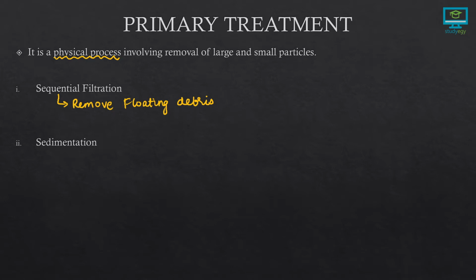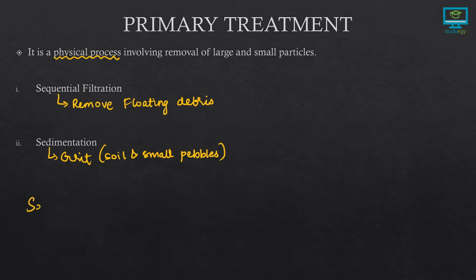Next we have sedimentation. In this, the grit is removed. The grit consists of soil and small pebbles, and these are removed through sedimentation. The sewage which undergoes these two steps is called primary effluent.